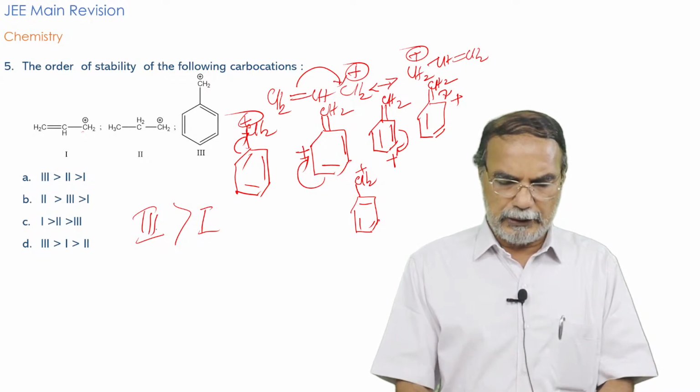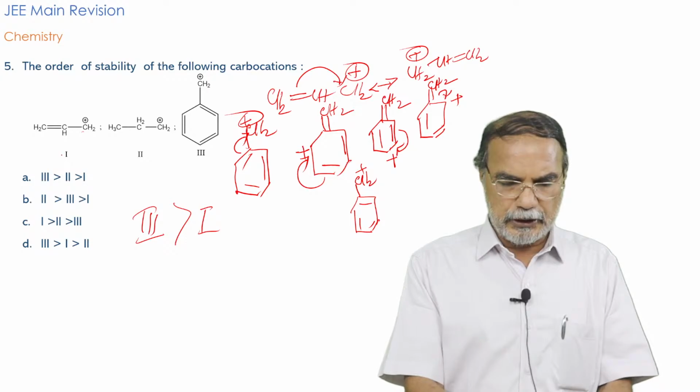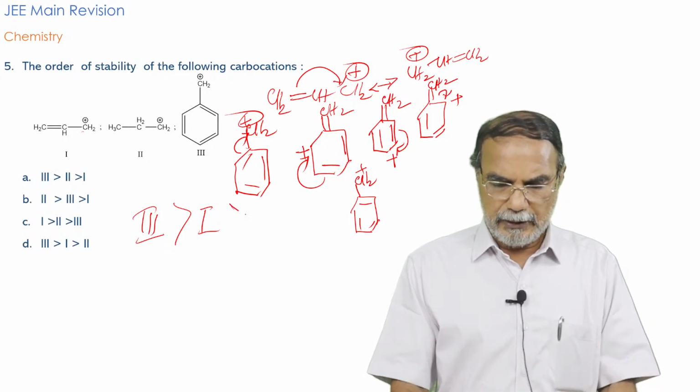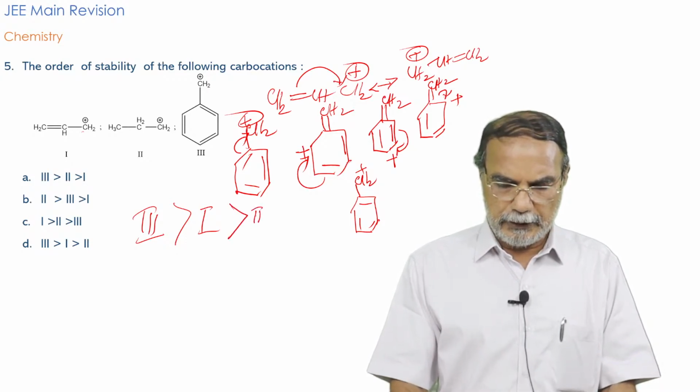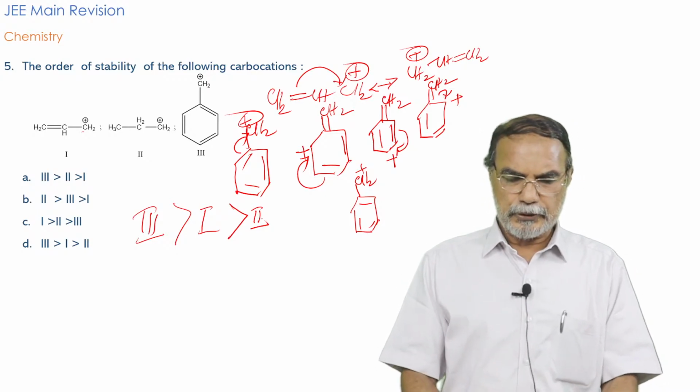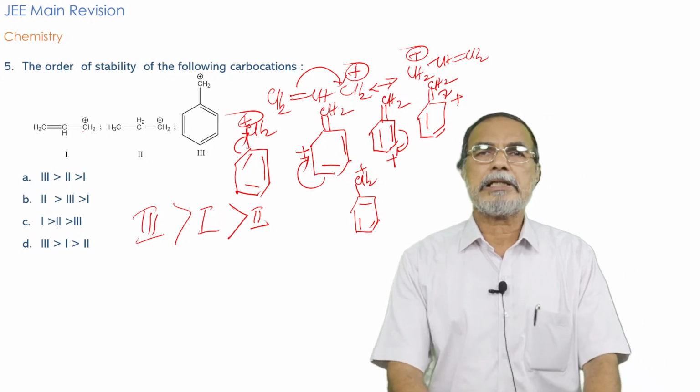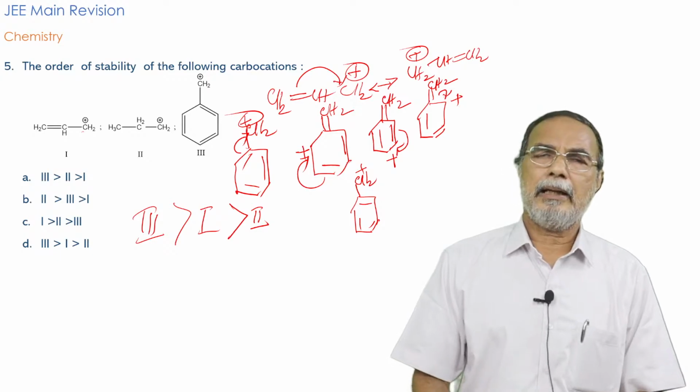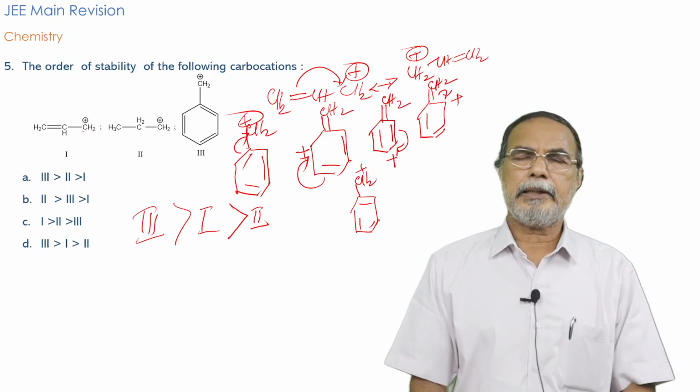Of course, there is only a small difference between the stabilities of these two. 3 is more stable than 1 by a small extent, and both are much more stable than 2. So that is the order of stability: benzyl greater than allyl, greater than propyl. That is the order of stability.